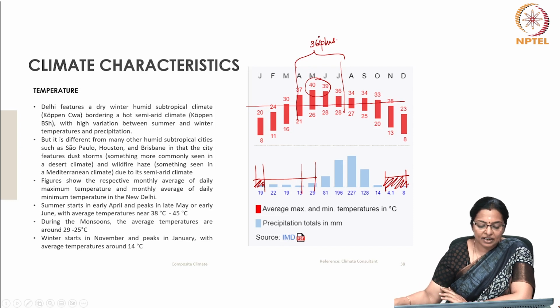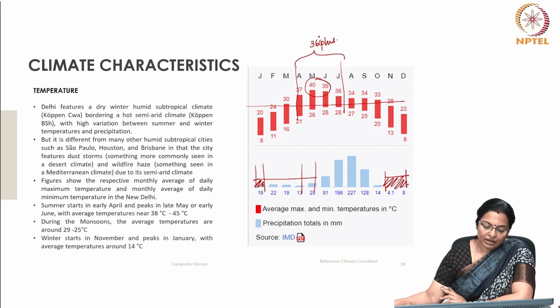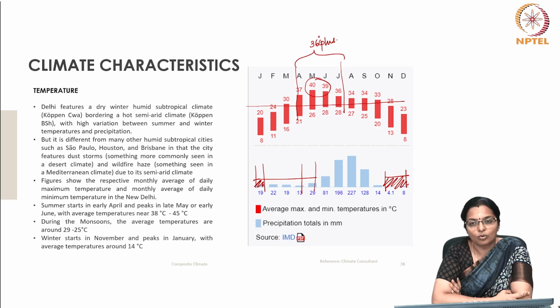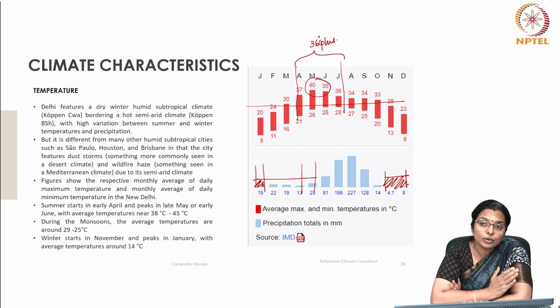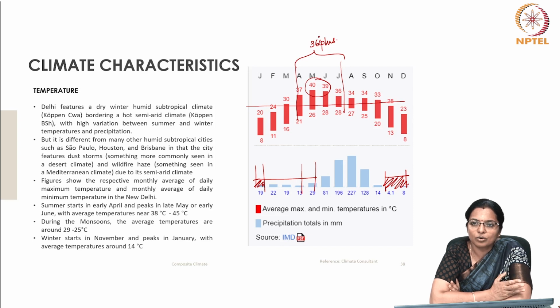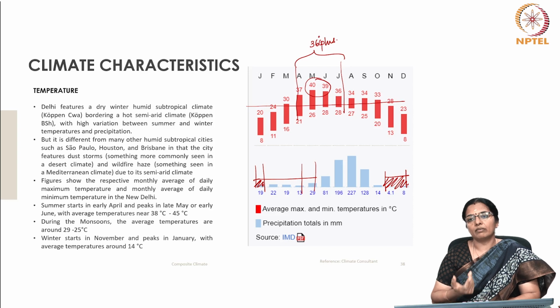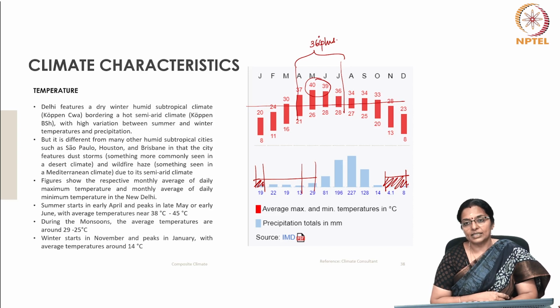So summers start in early April and peak in late May or early June with an average temperature around 29 to 25 degrees. But many times the temperature touches 38 degrees to 45 degrees. During the monsoon, the average temperature is around 29 to 25 degrees, whereas in winter, the temperature can peak with an average of 14 degrees and go low even up to 2 or 3 degrees centigrade.